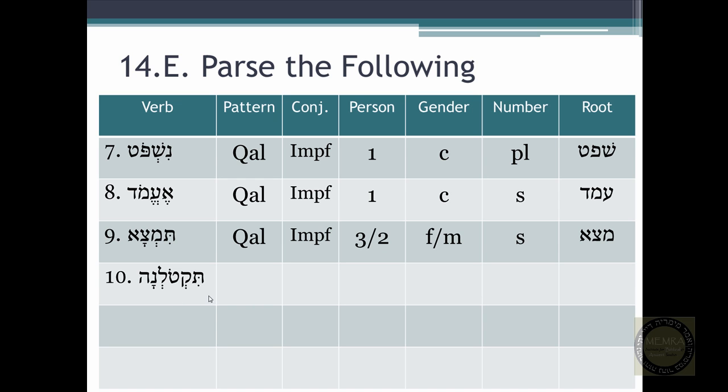And number 10, tiktolna. Does it have a prefix? Yes, it does. The tav, we know our lemma is katal right here from our vocabulary. And then the na ending, and we have some variation here as well. This is a cal imperfect because it has the prefix, and it could either be third or second feminine plural. So that's section 14E.